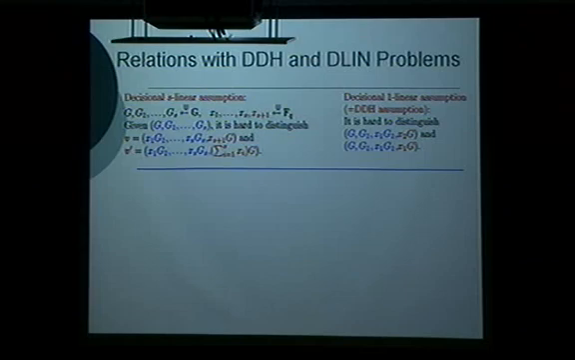The DDH problem is the case S equals 1. If S equals 1, then we have G1 and X1 times G1, and this is just X1 G. So the decisional one linear assumption is the DDH assumption.